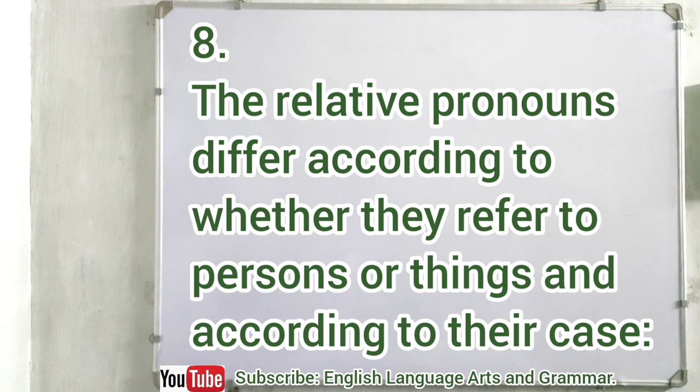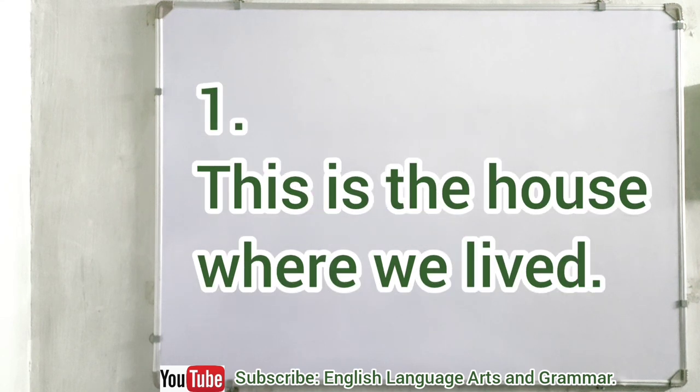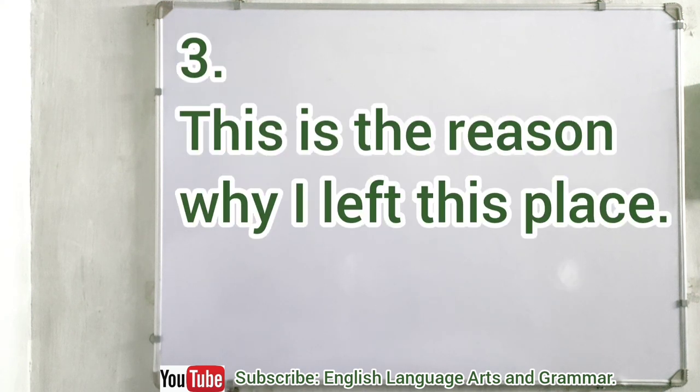Rule number 8. The relative pronouns differ according to whether they refer to persons or things and according to their case. Rule number 9. Relative clauses are introduced by relative adverbs where, when, and why. Let us learn some examples of them. Example 1. This is the house where we lived. Example 2. This is the time when winter season sets in. Example 3. This is the reason why I left this place.